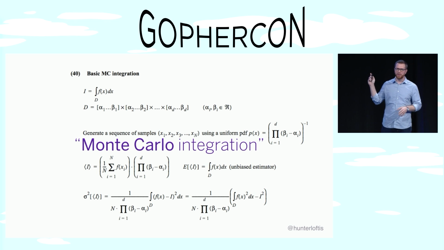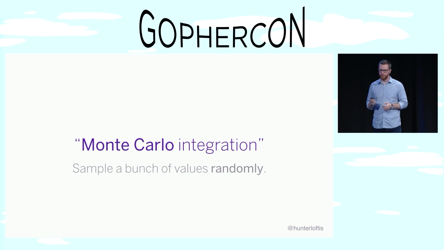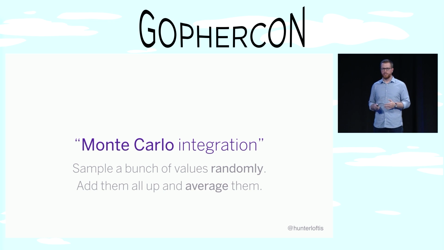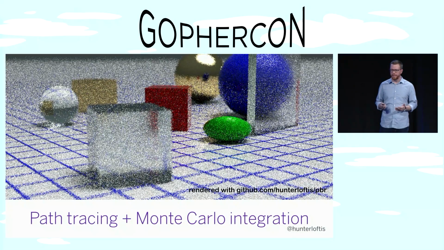So this basic paper from before, once I wrapped my mind around all this, it actually became very simple. So I'm going to jump straight to the simple explanation of Monte Carlo integration that requires no math. First, you sample a bunch of values randomly. You add them all up and you average them. And that's probably close to the real answer. That's it. Like, that's the whole thing, right? That's Monte Carlo integration. So what it looks like in practice is this.